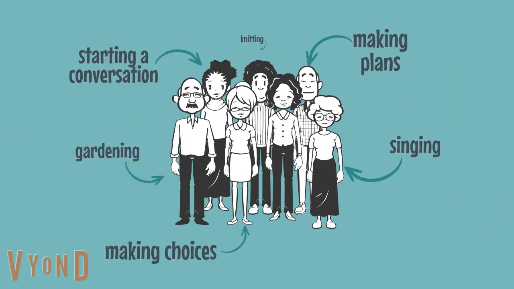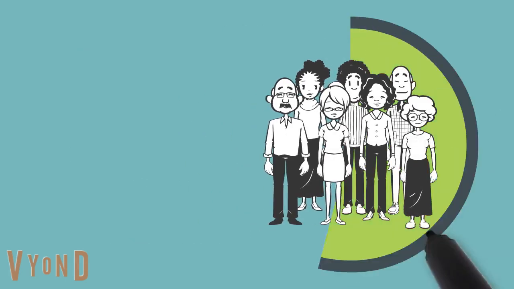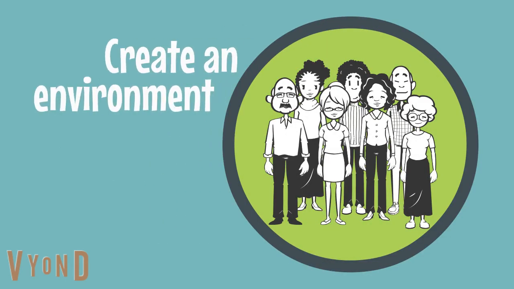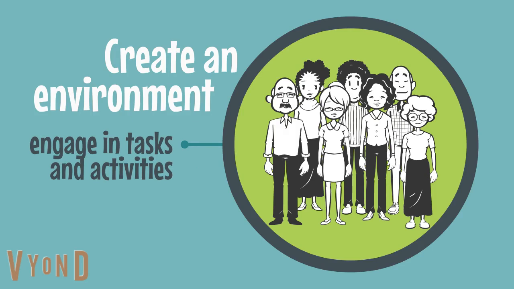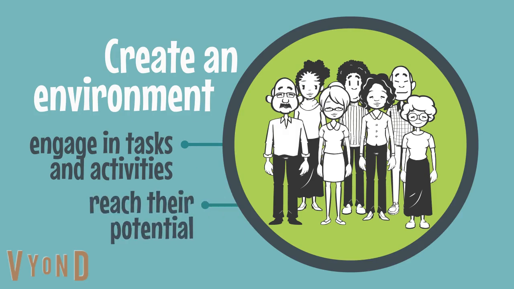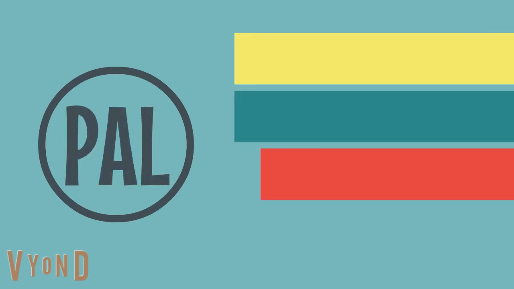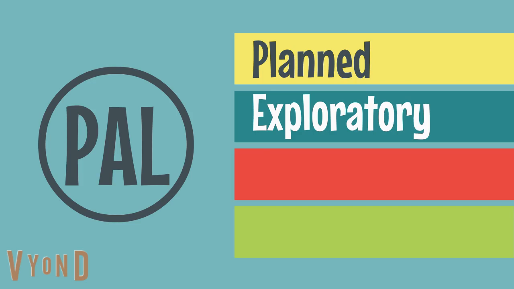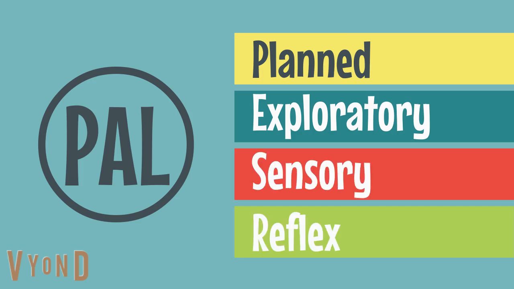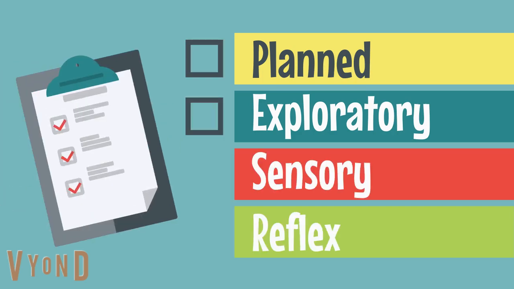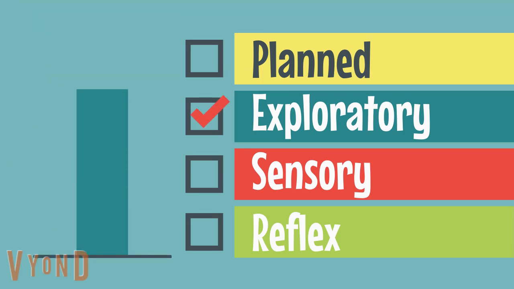All people with dementia have some abilities, so the role of the carer is to create an environment where the person can engage in tasks and activities and reach their potential. So how can PAL help us to do this? The PAL describes people's abilities in terms of 4 stages: planned, exploratory, sensory, and reflex. Using the PAL checklist, we can determine what level people are functioning at and match our level of support to their level of ability. Let's look at what each of these stages mean.